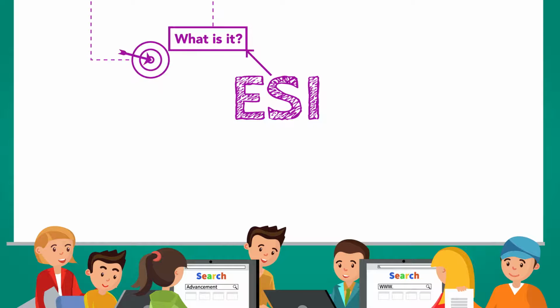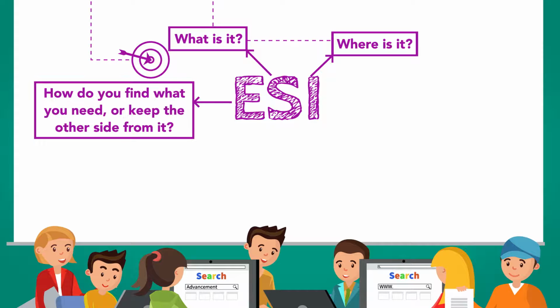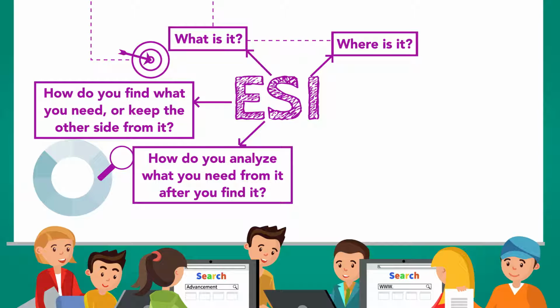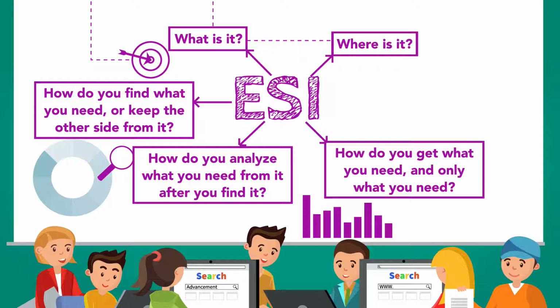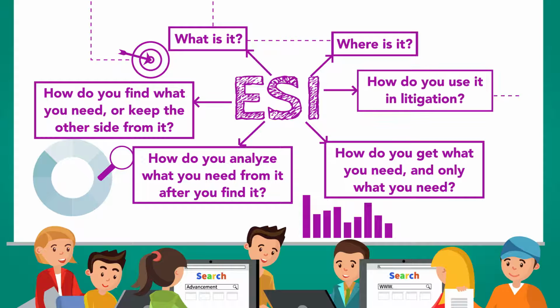What is it? Where is it? How do you find what you need or keep the other side from it? How do you analyze what you need from it after you find it? How do you get what you need and only what you need? How do you use it in litigation?